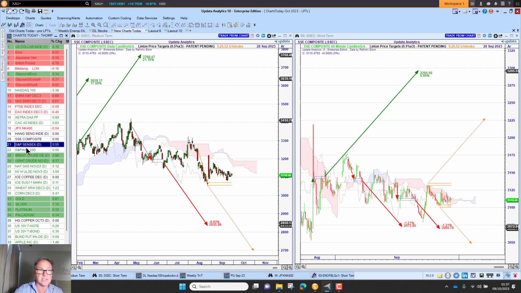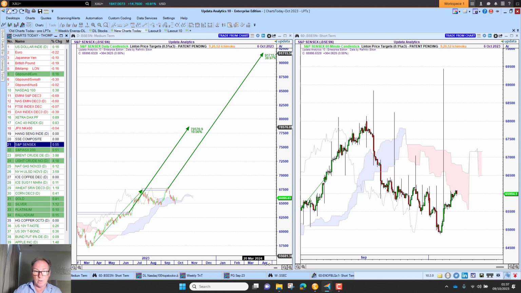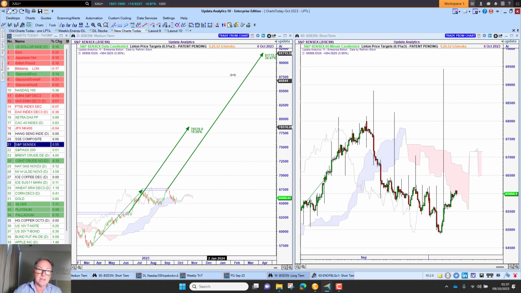And if we look at the Sensex in India, still looking very bullish on the medium and long-term charts. Remember, I can look at these long-term charts. This is the weekly chart. Upside target there, some 20% higher. And here, again, really big targets, especially if we make new highs. So two targets really pointing higher there.